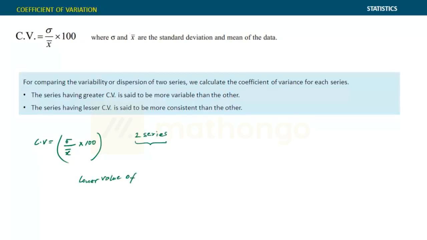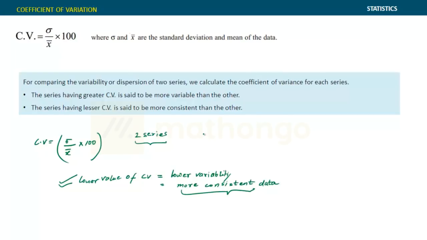of CV means lower variability, right? This means low variability, and you can say it is more consistent, that the data is more inclined towards the central value, it is less dispersed or more consistent data. This is what you can understand. So if you are looking at data and you want to say which data is better, you will select the lower value of CV.